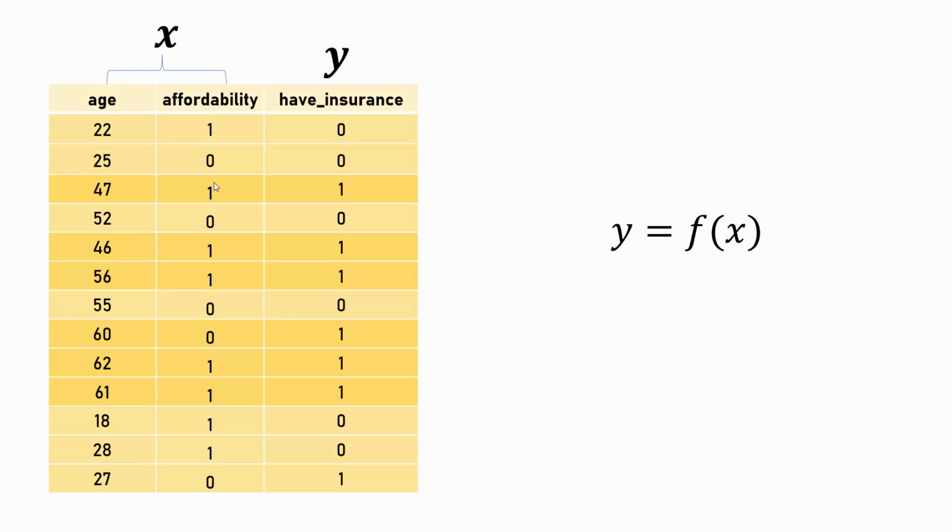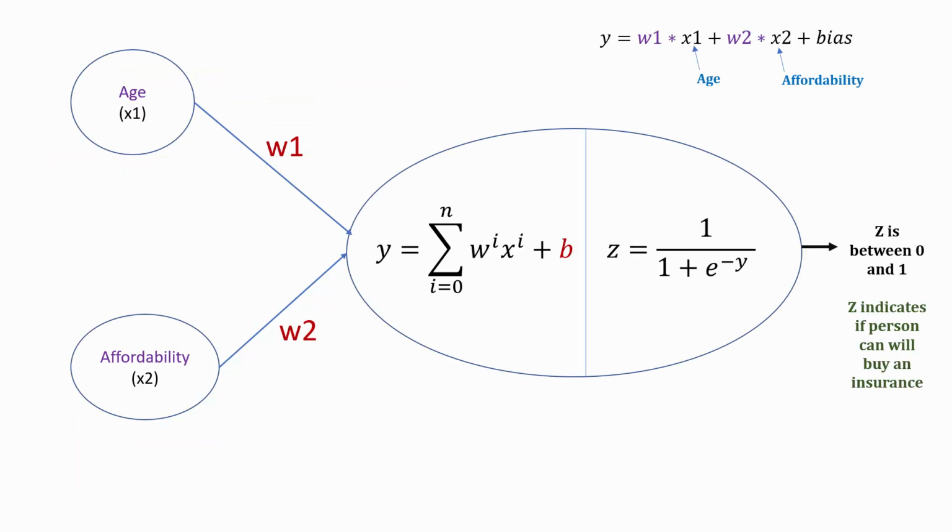Now here age and affordability is X and having insurance is Y. These are also called independent parameters, and Y is a dependent parameter. And in machine learning, all you're trying to do is come up with a prediction function, which is y is equal to f of x. It's as simple as that.